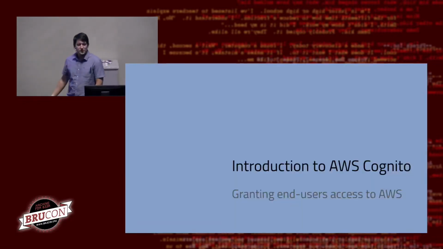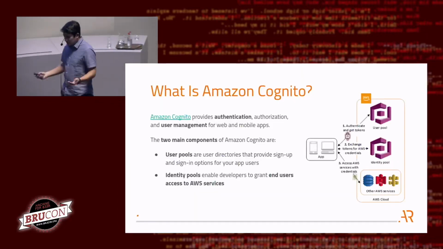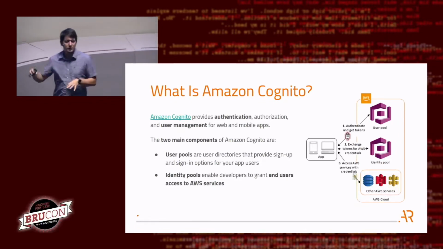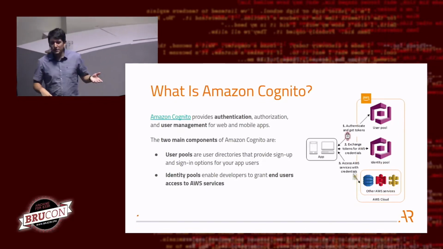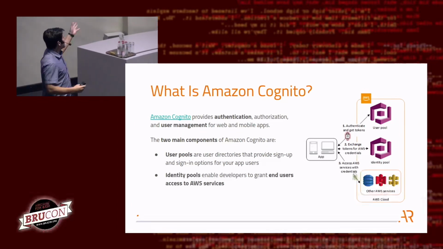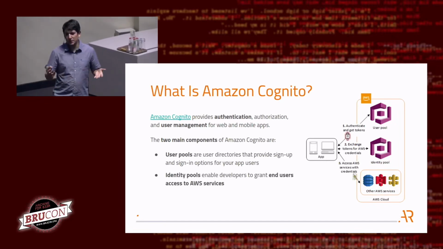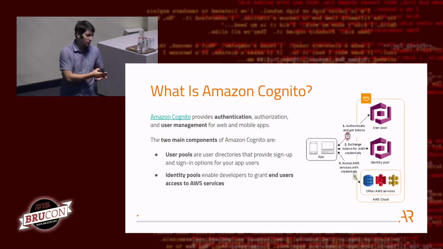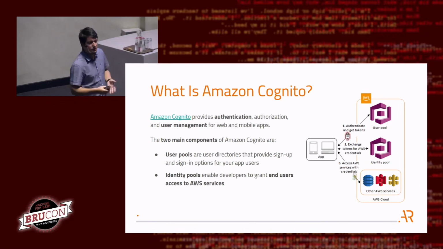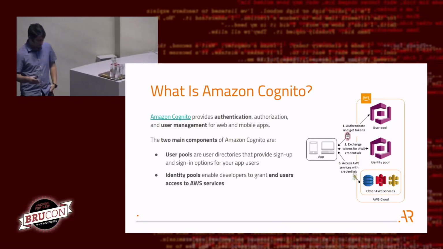Okay, so intro to AWS Cognito. AWS Cognito has two main components: a user directory and identity pools. The user directory, or user pools, is a place to store user data. So it's a database. You store the email, username, phone number, and stuff like that. It's not very interesting.